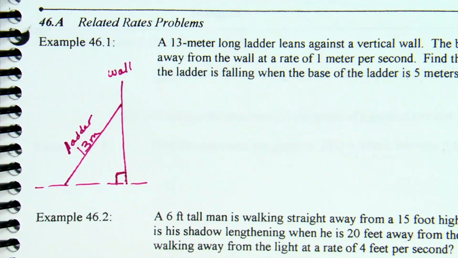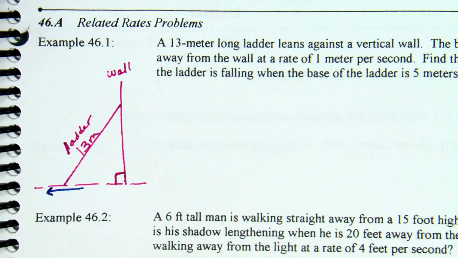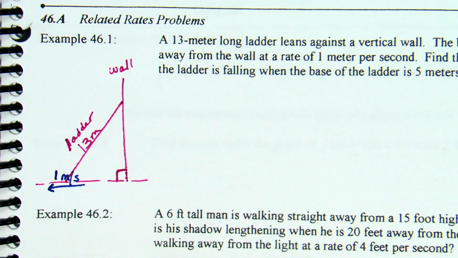Now, what does it specifically talk about? The base of the ladder is pulled away from the wall at a rate of 1 meter per second. So that means the base of this ladder right here is going to be moving away from the wall, or in other words, the length of that side of the shape is changing at 1 meter per second. We'll talk about what that actually is in a moment.